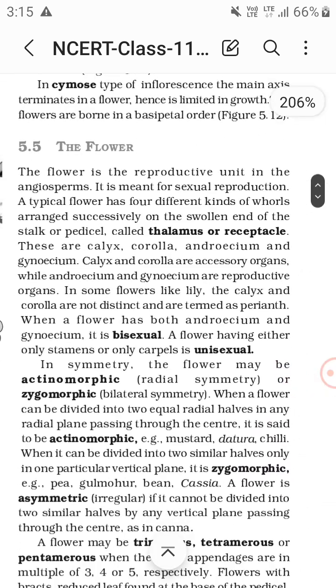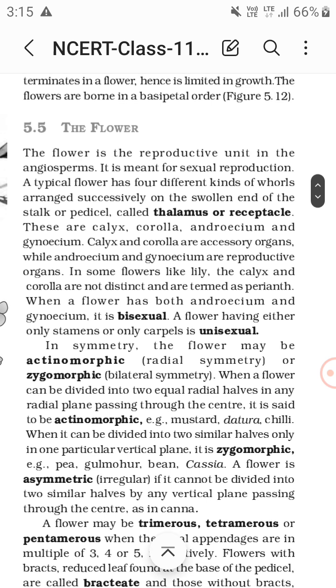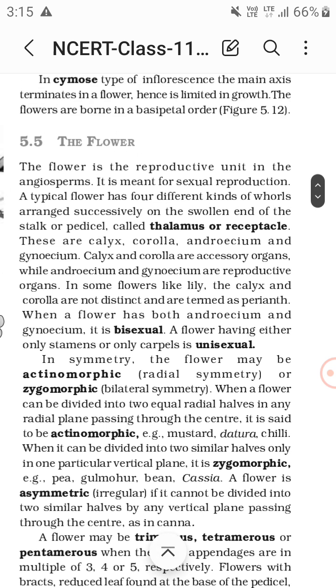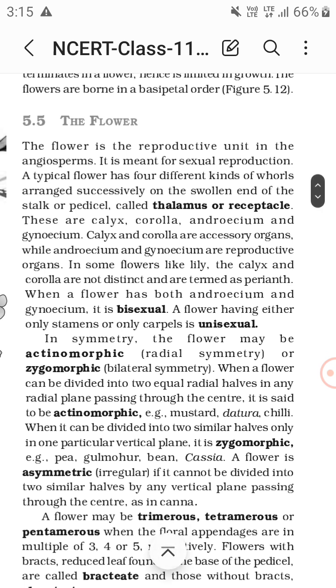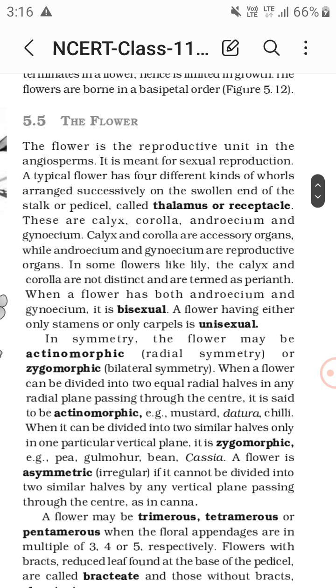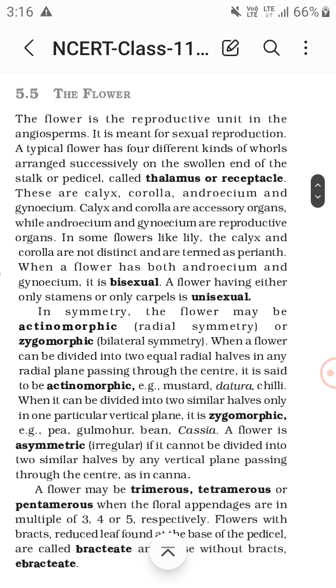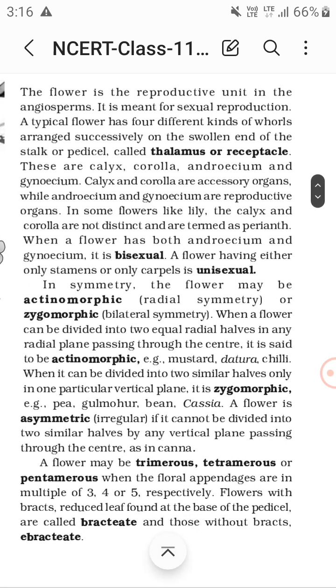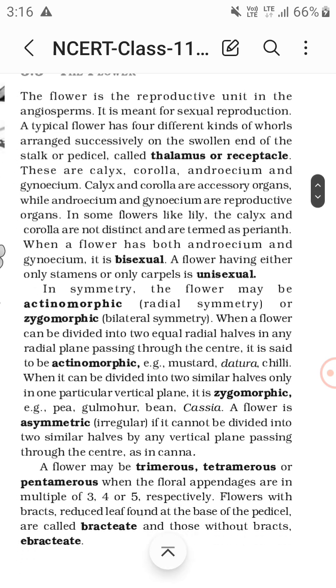Now the flower. Flowers can be bisexual or unisexual. A typical flower has four different kinds of whorls arranged successively on the swollen end of the stalk or pedicel, called thalamus or receptacle. The swollen end of the stalk or pedicel is called the thalamus or receptacle.